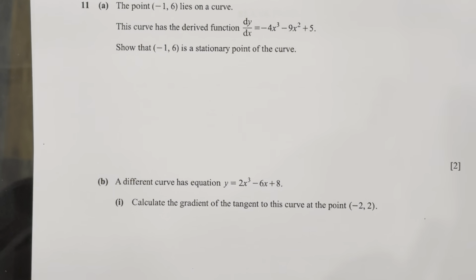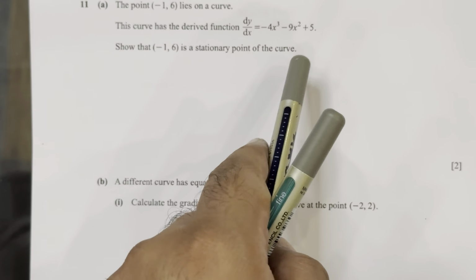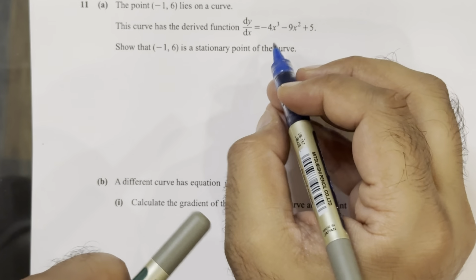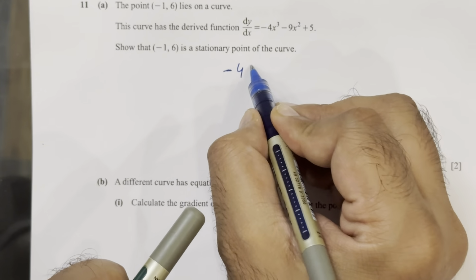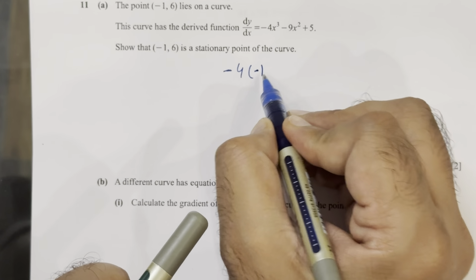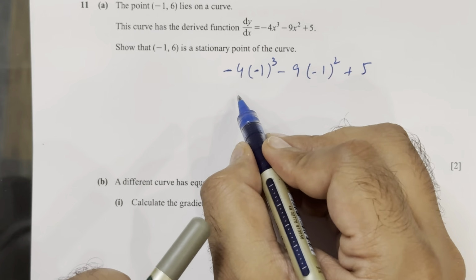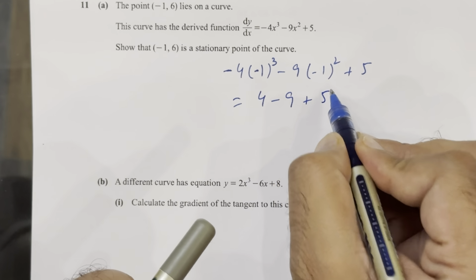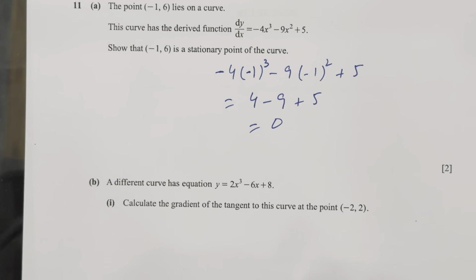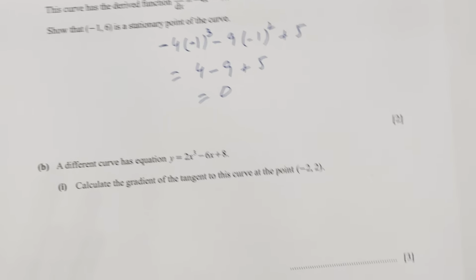Question number 11 says that the point minus 1, 6 lies on the curve. This curve has the derivative dy by dx is equal to minus 4x cube minus 9x square plus 5. Show that minus 1 and 6 are the stationary point. If these are the stationary point, then the derivative should be equal to 0. So we're going to put this value of minus 1 over here: minus 4 times minus 1 cubed, minus 9 times minus 1 squared, plus 5. So 4 minus 9 plus 5, and the answer is 0. So minus 1 and 6 are the stationary point for this graph.